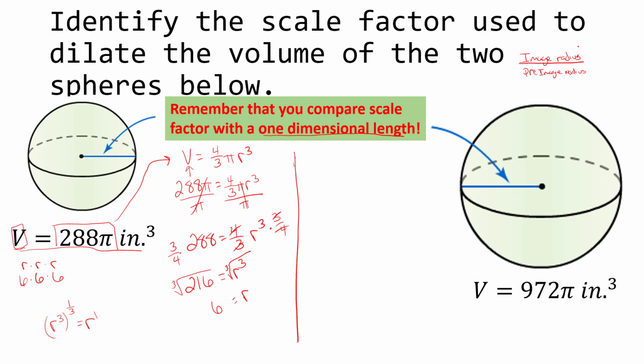Well, we started off the problem saying, I need to know the pre-image radius and the image radius. And right now, we know that the pre-image radius is 6. Take just a minute and see if you can now find the image radius.